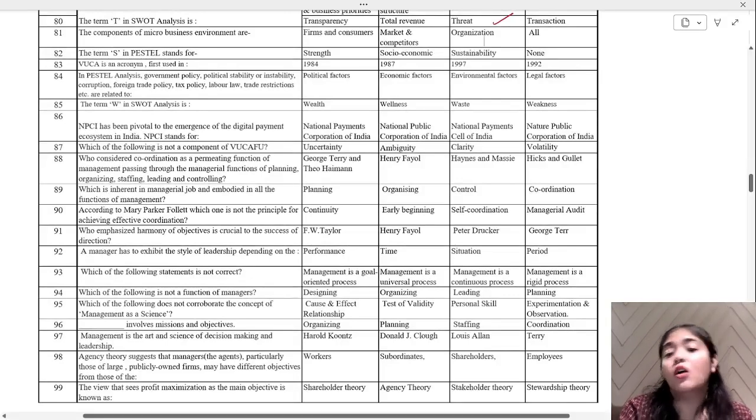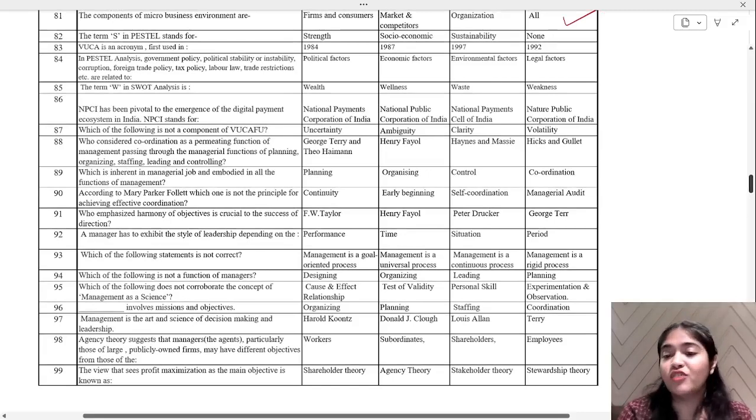Components of micro business environment are firms and consumers, market competitors, market and competitors, organization, or all. These are all the components of micro business. Firm and consumers, market and competitors, and organization. Everyone is a major component of micro business environment.